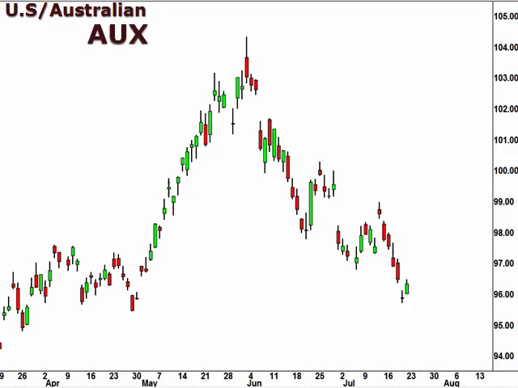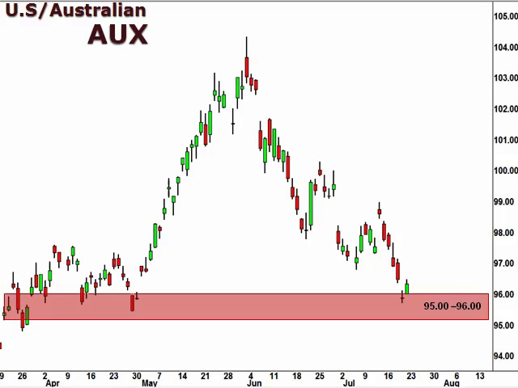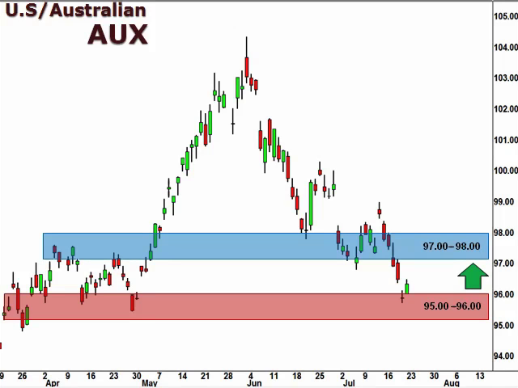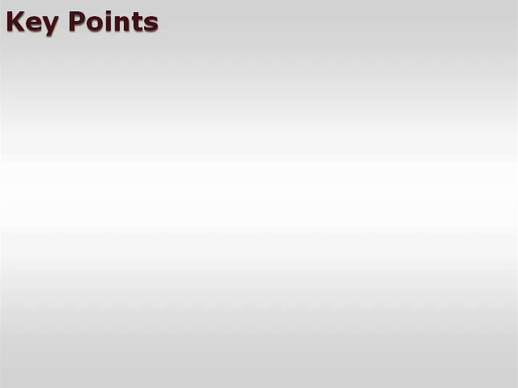Let's take a look at the AUX. The AUX spent last week trading lower, testing support at this 95.96 focal zone. We expect a bounce this week with the 97.98 level as a key resistance to any move to the upside. Let's review our key points.